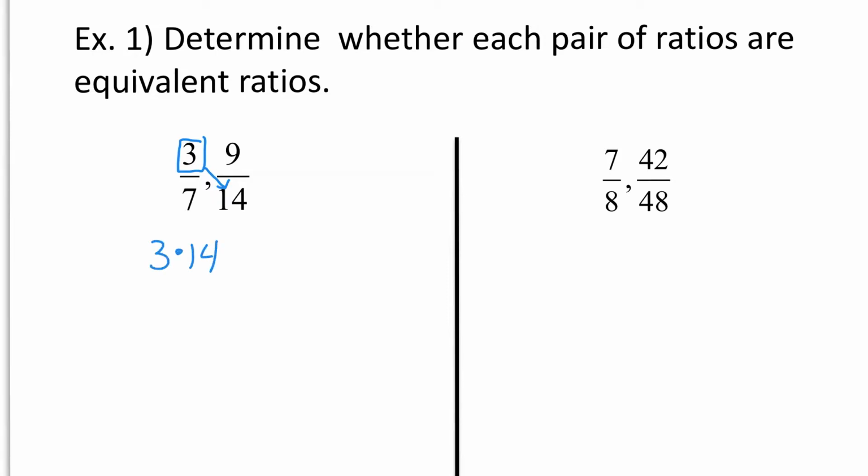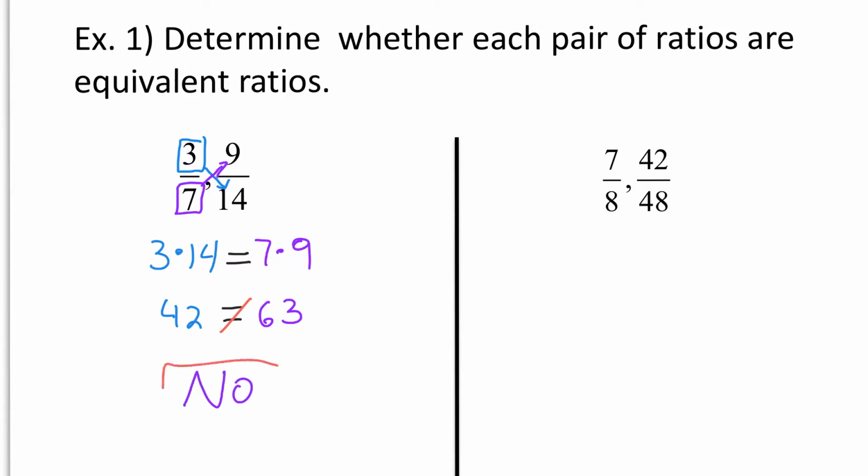And then you take the denominator and multiply by the number across from it, the numerator, 7 times 9. I want to know if these two products are equal to each other. So let's multiply. I got 42 on the left side equals 63 on the right side. Well, guess what? That is not true. So I'm going to put a not equal sign in the middle of the two numbers. The question is to determine if they're equivalent ratios, and the answer is no, they are not equivalent.